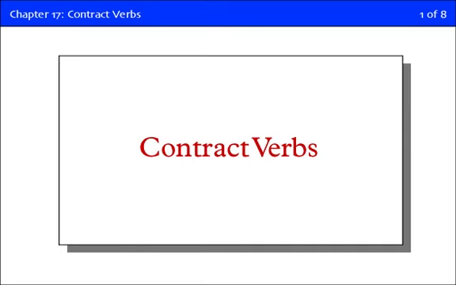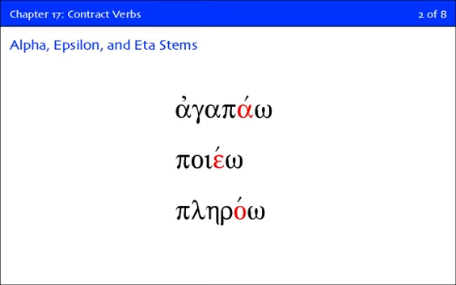Today we're going to look at chapter 17 and what's called contract verbs. We're still inside the present active indicative, so we haven't gone anywhere else in those paradigms. But contract verbs are a special kind of verb, and so I wanted to talk about it at this point. Contract verbs are verbs whose stems end in alpha, epsilon, or omicron.